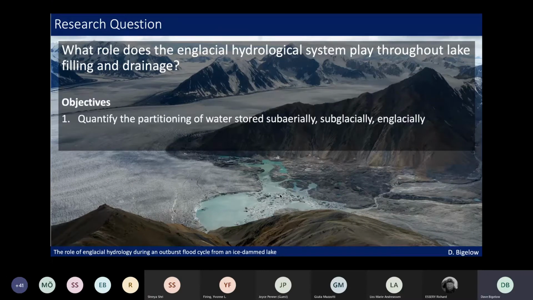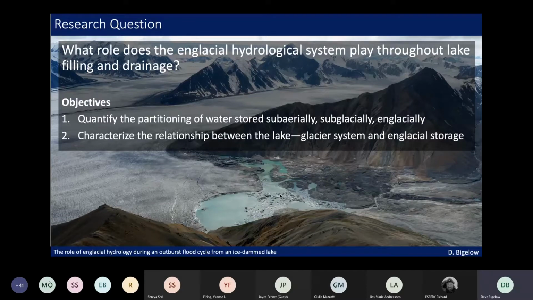Even more narrowly, we can define a few minor sub-objectives to answer this question. The first one being, we wanted to quantify the partitioning of water stored subaerially, subglacially, and englacially. The reason we wanted to do this was to understand whether the Englacial system is a significant fraction, whether it's worth caring about. Secondly, we wanted to characterize the relationship between the lake glacier system and Englacial storage. So even if there is water stored englacially, is it doing anything within the system, and what is it doing?